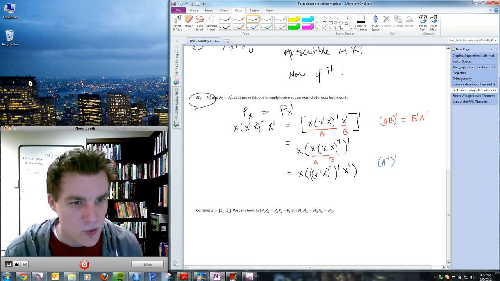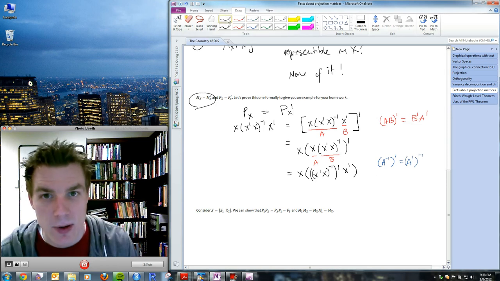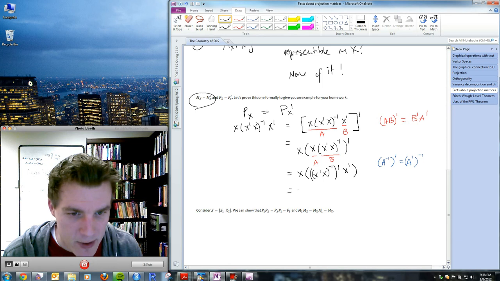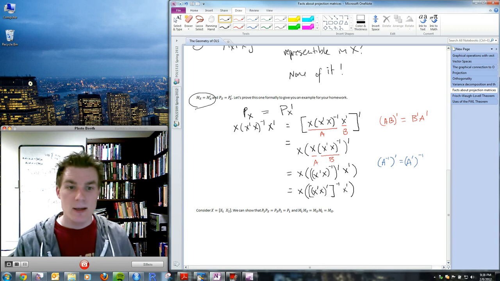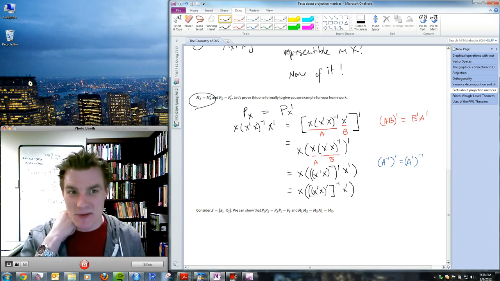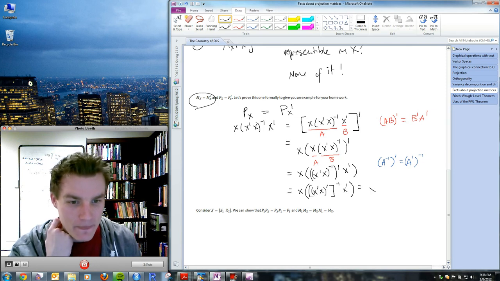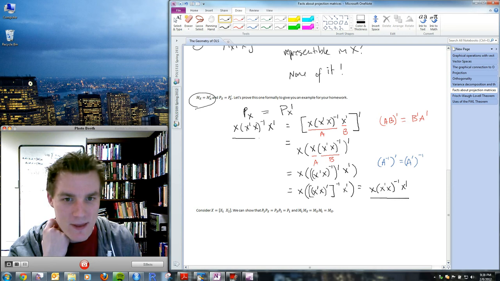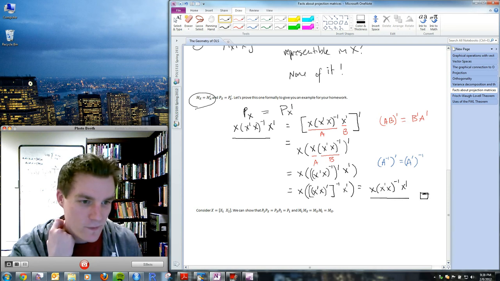A inverse transpose equals A transpose inverse. It's a rule of matrix operations. And I'm going to apply that right here to switch out these two superscripts. So I'm going to be able to say X, quantity X transpose X, transpose inverse, X transpose. Now, what's X transpose X transpose? Well, by this rule, it's just X transpose X again, inverse X transpose. That is that. Proof complete.